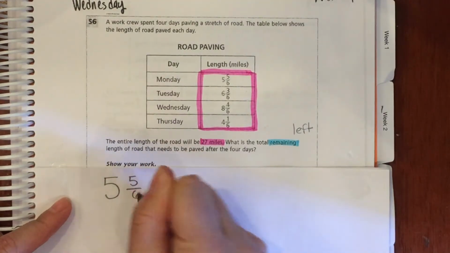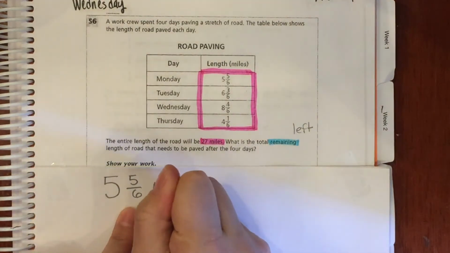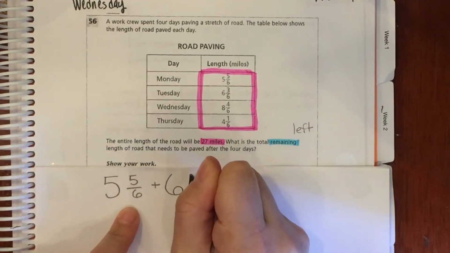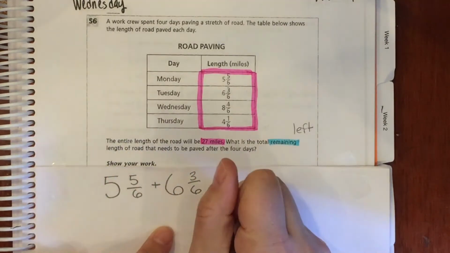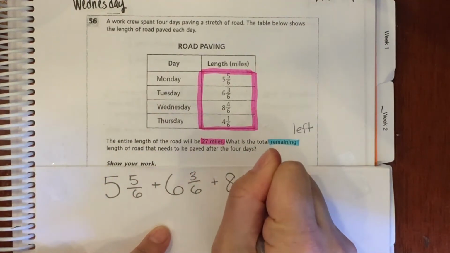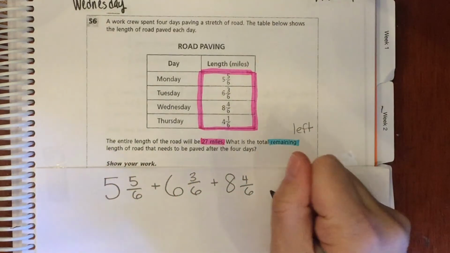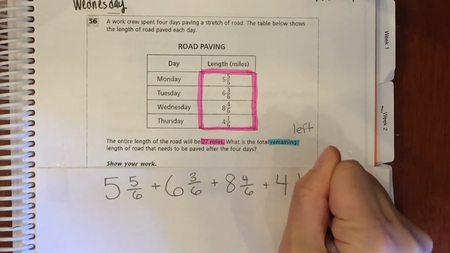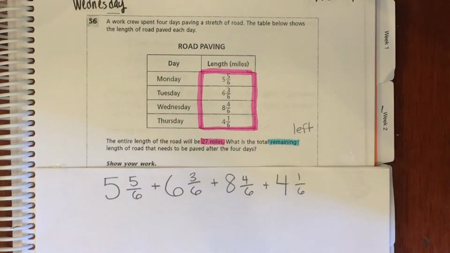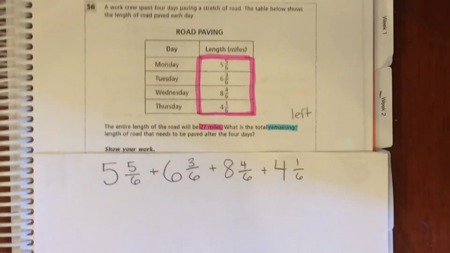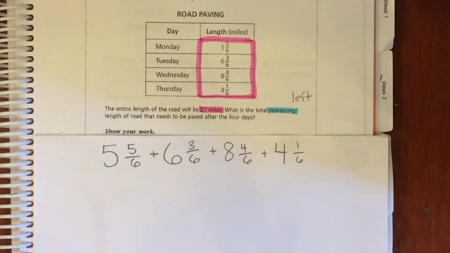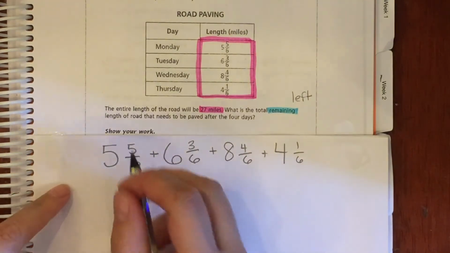step-by-step work. So Monday, 5 and 5/6. Tuesday, 6 and 3/6. Wednesday, 8 and 4/6. And Thursday, 4 and 1/6. Now, there's lots of things that you could do here, but what I think is a good way to start is to go ahead and add together all of the whole miles that they paved, because that just makes it easier when we're looking at the fractional pieces. We can look at the fractional pieces separate and away from the whole miles. So I'm going to go ahead and just add these up.